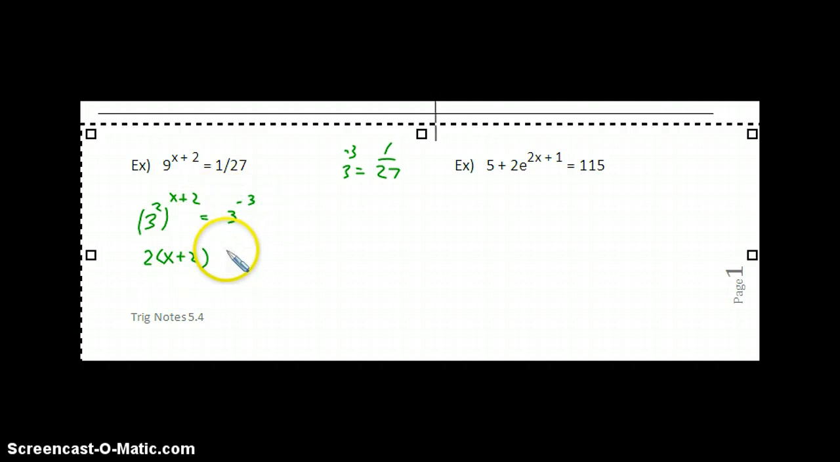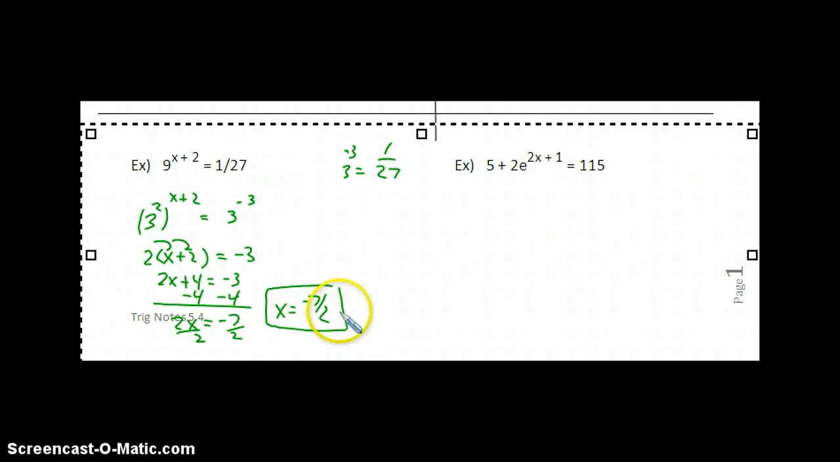So since now they both have bases of 3, we could set the exponents equal to each other. So 2x plus 4 equals negative 3. Get rid of the 4 and divide by 2. So when I do this, I'm getting x to be equal to negative 7/2. I can check that by going back up here in my calculator, typing in 9 raised to the negative 7/2 plus 2. And when I put in negative 7/2 in here, I'm going to get the fraction 1 over 27.